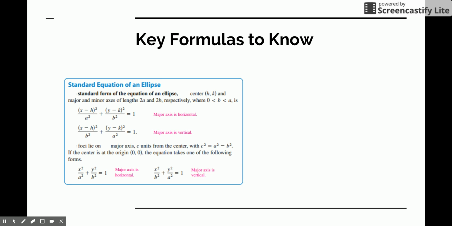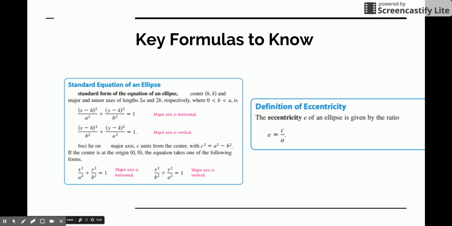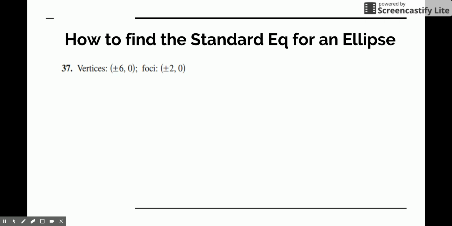There's also this thing called the foci. To find that, you're going to want to take a squared minus b squared, and that's c squared. The distance from the center to the foci is c. If you want to plug in (0, 0) for the center, you just do that right here, and this is what it looks like. There's one more formula you should know, which is the eccentricity, equal to c over a.